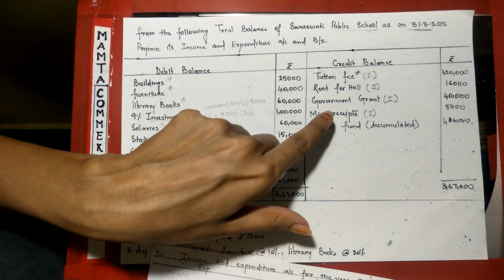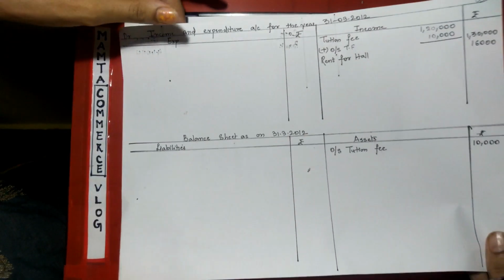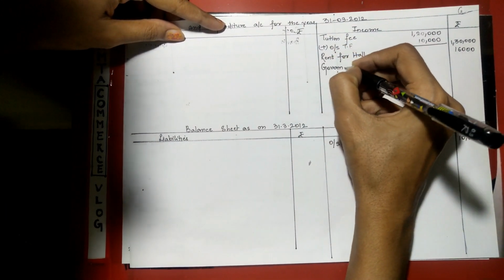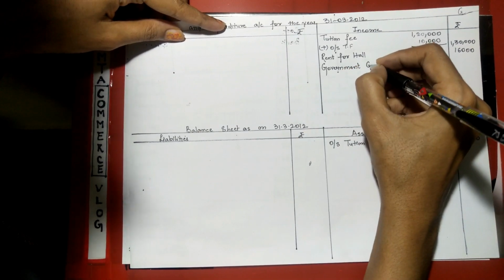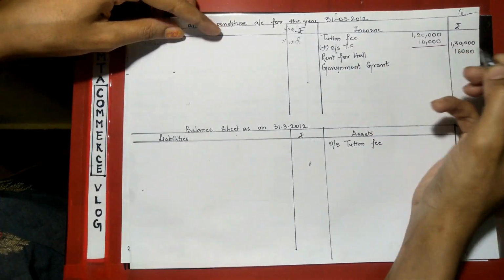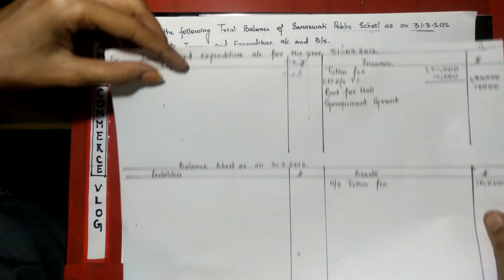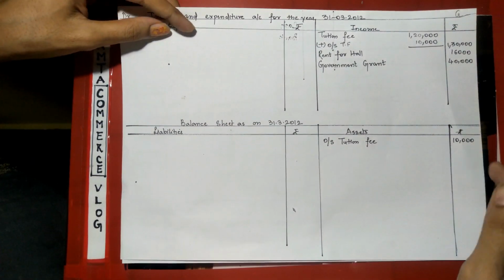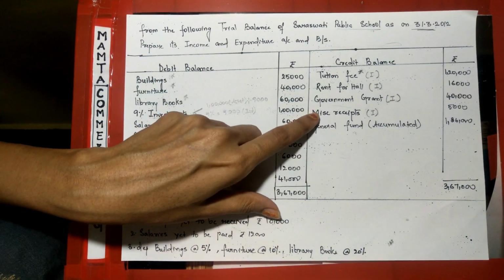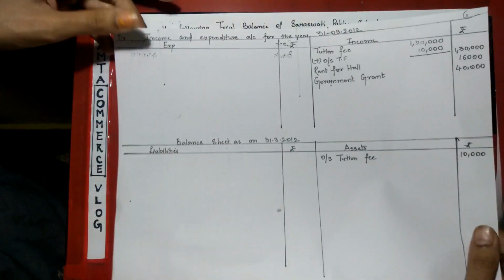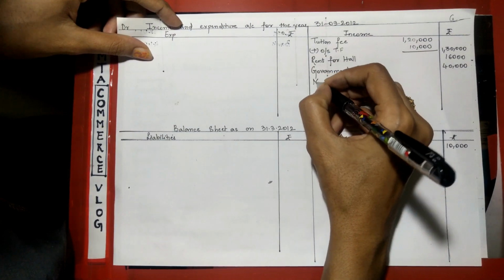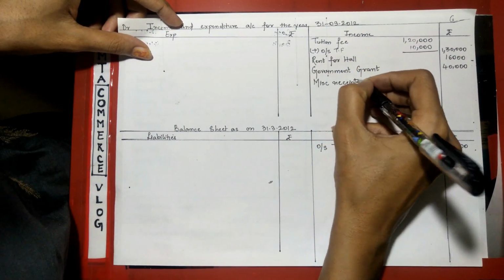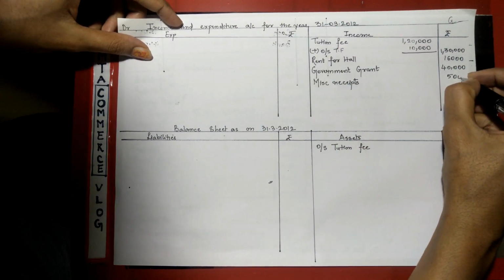The next point is government grant. This is also an income. So government grant, and the amount of government grant is 40,000. So here we will write 40,000. Next we have miscellaneous receipts 5,000. So miscellaneous receipts 5,000.